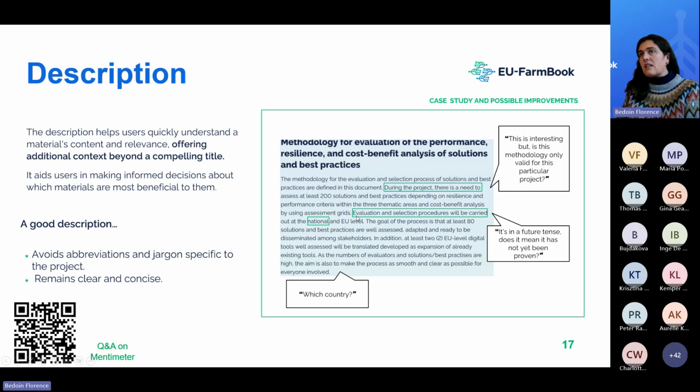Another sentence is "evaluation and selection procedures will be carried out." And then you think, okay, it's a future tense. Does it mean it has not yet been done? Another question that can be raised by users reading that is, okay, "at the national and EU level," is there something from specific countries in this document? So that can be some of the doubts.